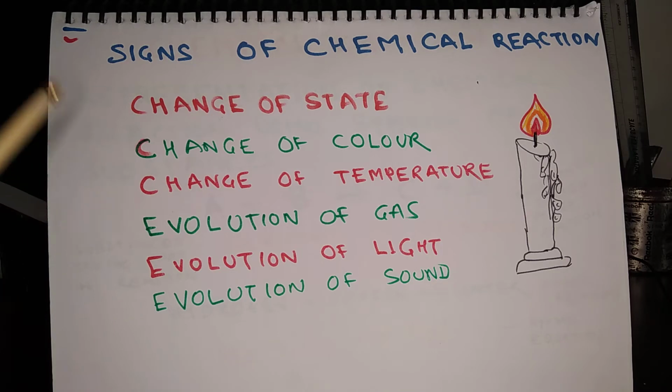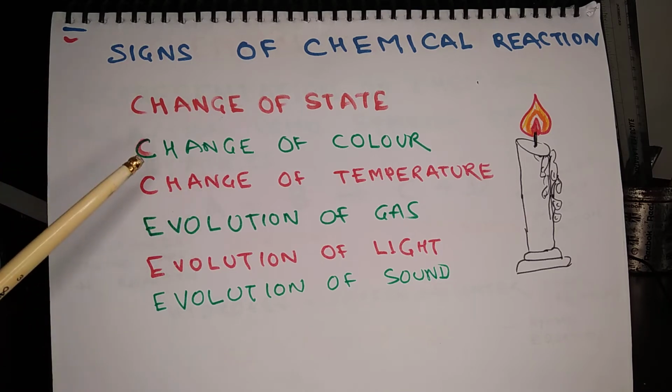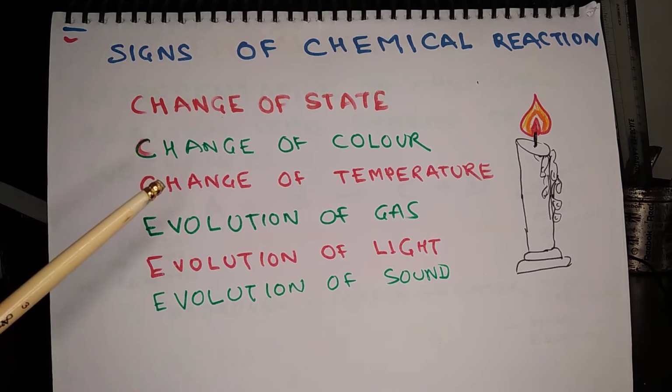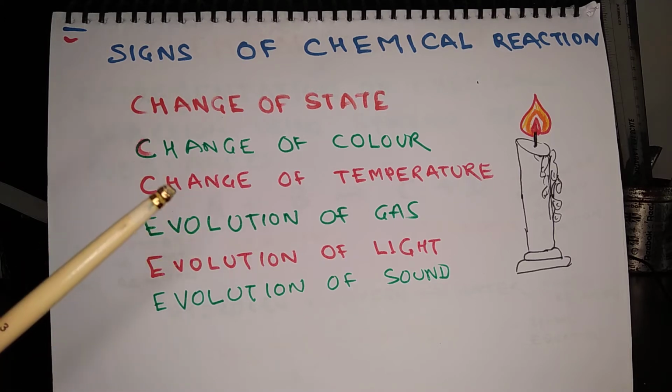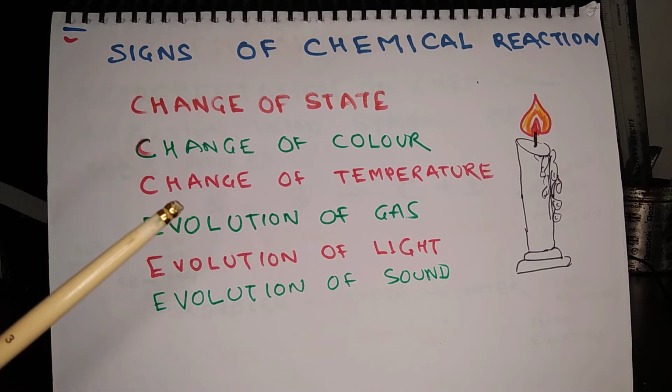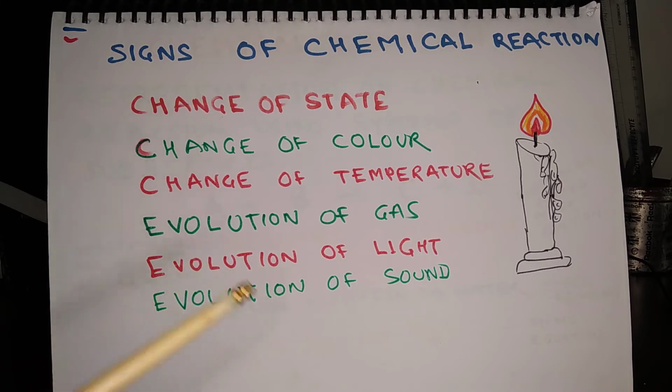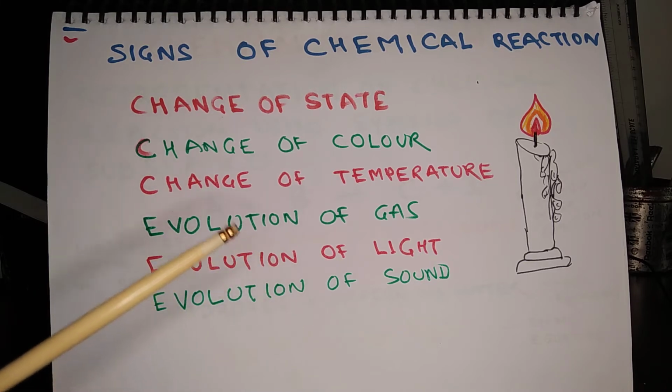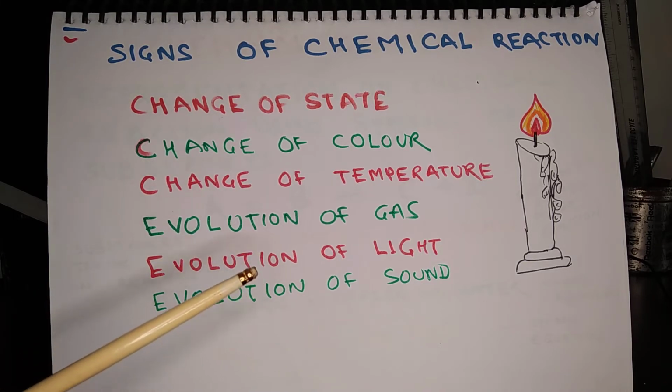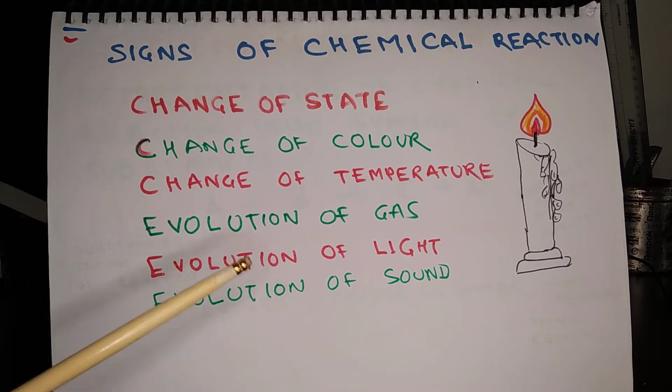Then there can be a change in color. Then there can be change of temperature. The substance can gain heat or it can lose heat, so it can become warmer or cooler after the chemical reaction. There can be evolution of gas, production of light, production of sound.